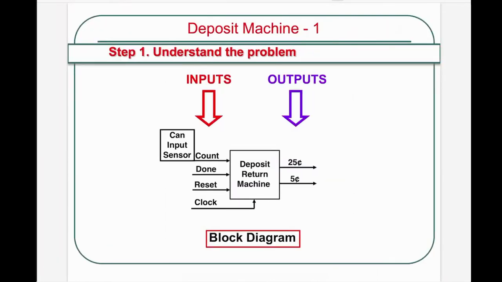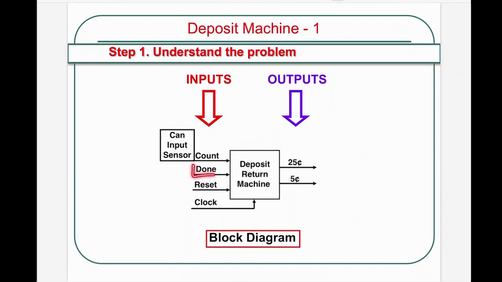this. So what does the block diagram look like? You have certain inputs, you have certain outputs. You're trying to design a deposit return machine. What does it have as an input? Well, there is a can input sensor or a container sensor, which is essentially going to tell you the count of the number of containers sensed.